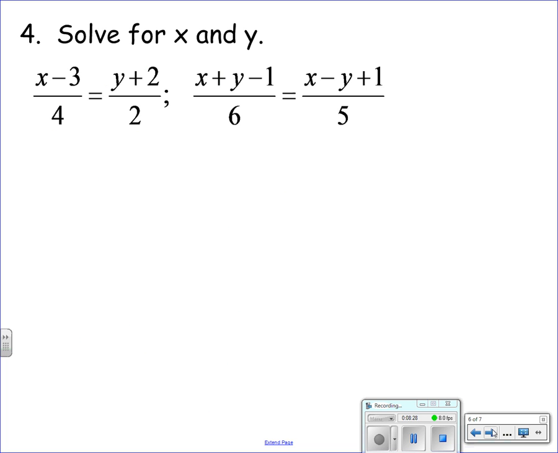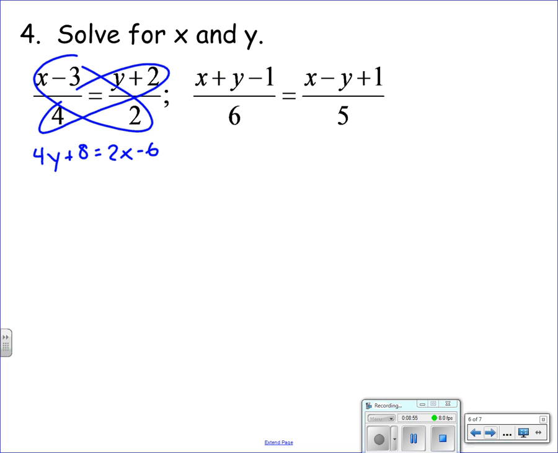Our last example involves x's and y's. So whenever you have two variables, you need to get two equations with two unknowns. We have two equations, we have two variables. Let's get rid of these fractions first of all. So I'm going to cross multiply here and get 4y plus 8. I'm going to cross multiply there to get 2x minus 6.